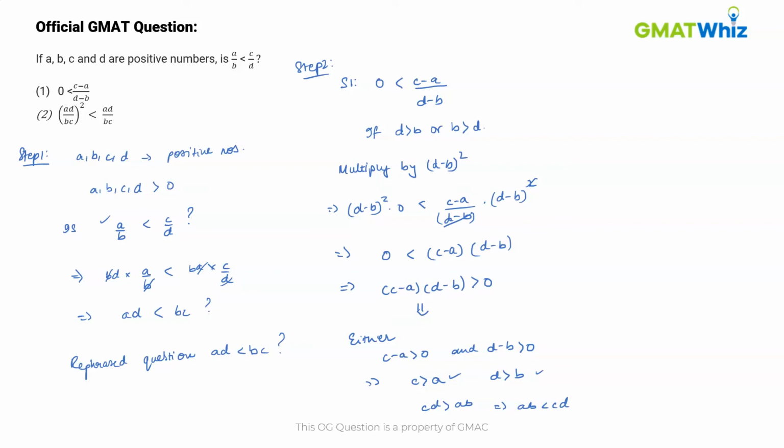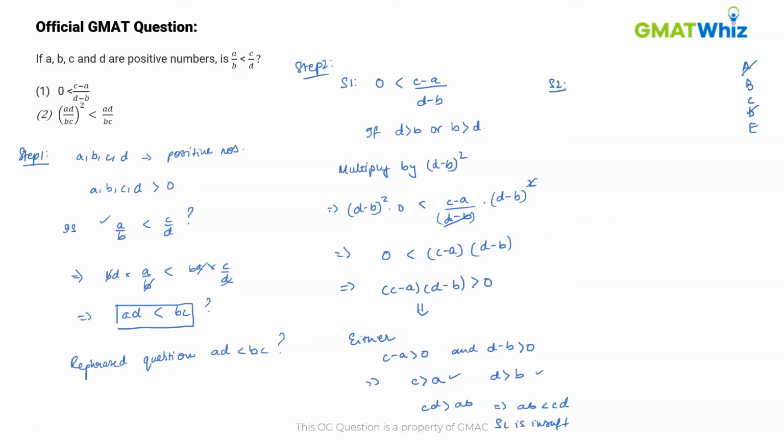Now if you recall what we had to check, our rephrased question was if AD is less than BC, but from here we got AB less than CD. So we cannot conclude if the product of AD is less than the product of BC. So statement 1 is insufficient. And from the given options, we eliminate A and D.